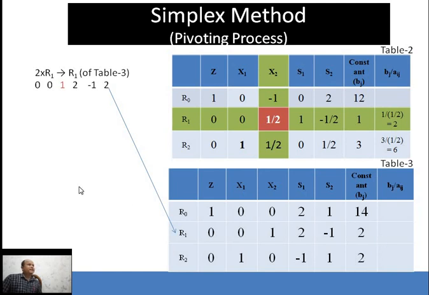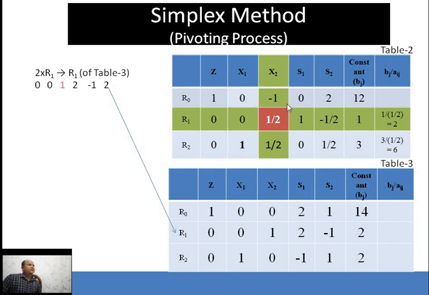Next, let us take R0, that is the R0 row of table number 2, where we have minus 1 in the pivot column. So my minus 1 should be 0. Mind it, see it, it is minus 1.